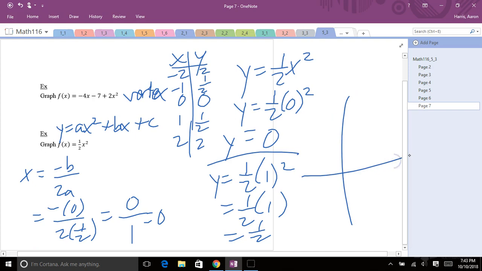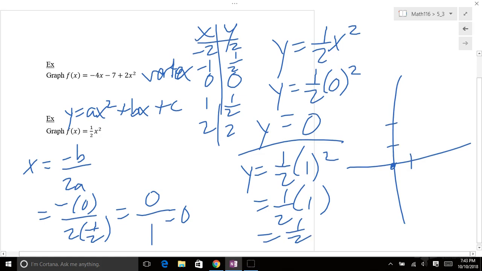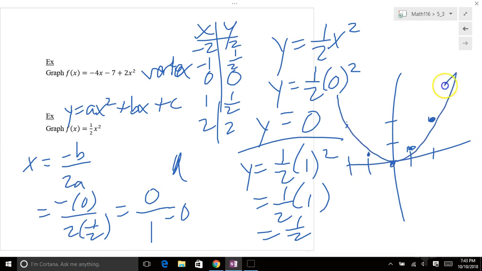And then you graph this. So you got 0, 0, you got 1, and we're only up halfway, 1/2. Halfway, and then 2, we're up 2. Negative 1, we're only up 1/2. Negative 2, we're up 2. And you draw your parabola.